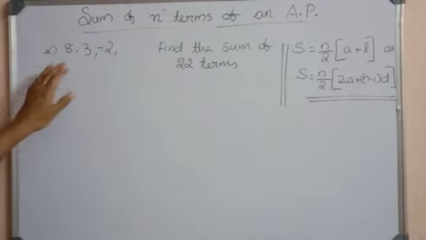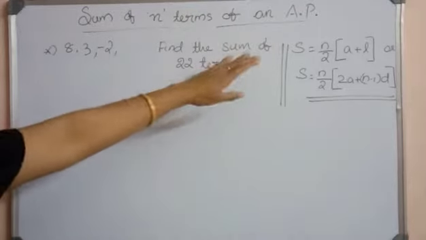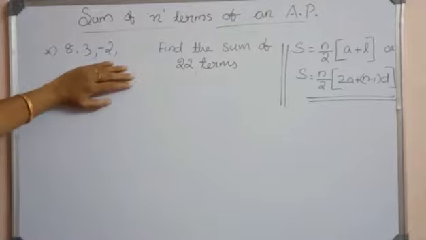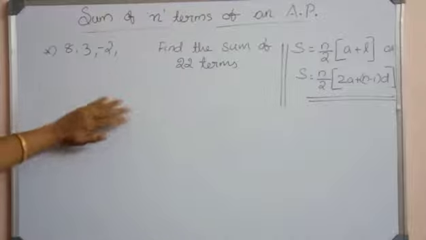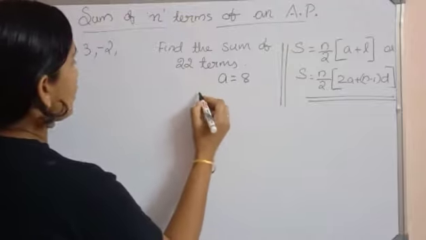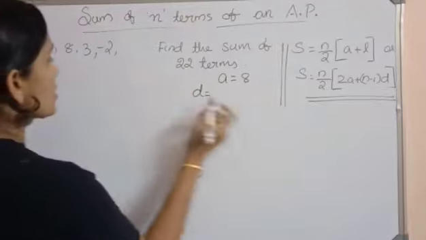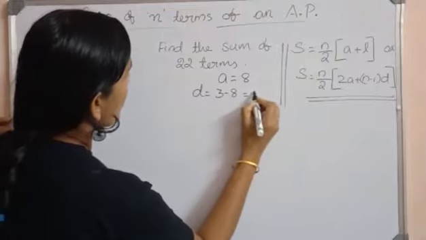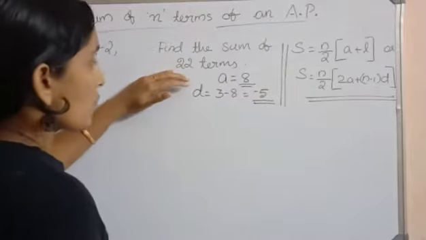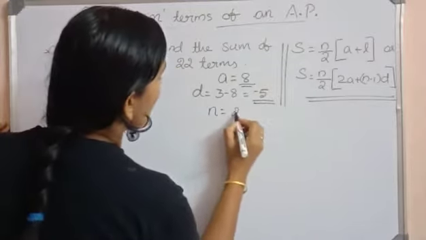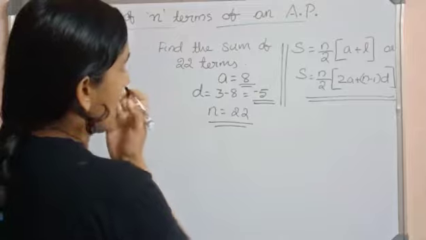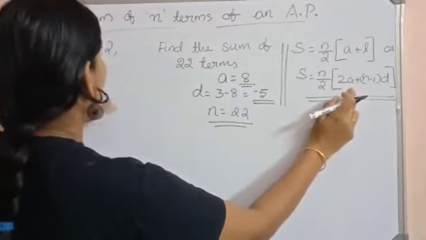Consider the question: 8, 3, minus 2, etc. Find the sum of 22 terms. From the given question, let's write the data whatever we know. The first term a is equal to 8 and the common difference d is equal to T2 minus T1, 3 minus 8, that is equal to minus 5. We got the common difference. Now the number of terms is also given, n is equal to 22. So now see, we have a, d and n.